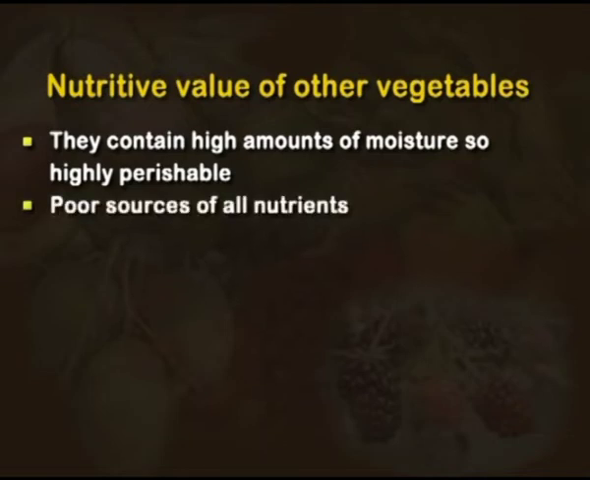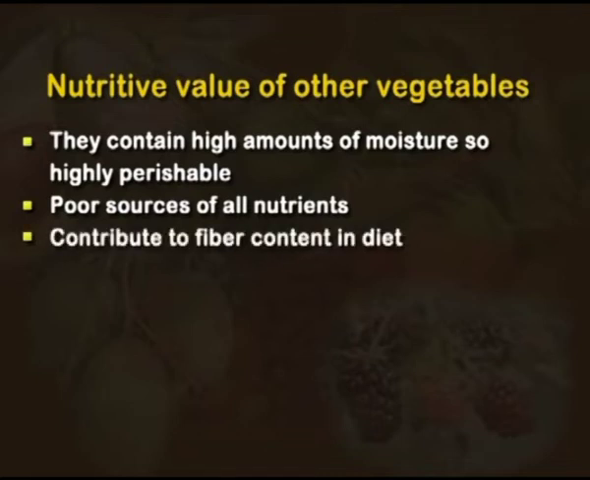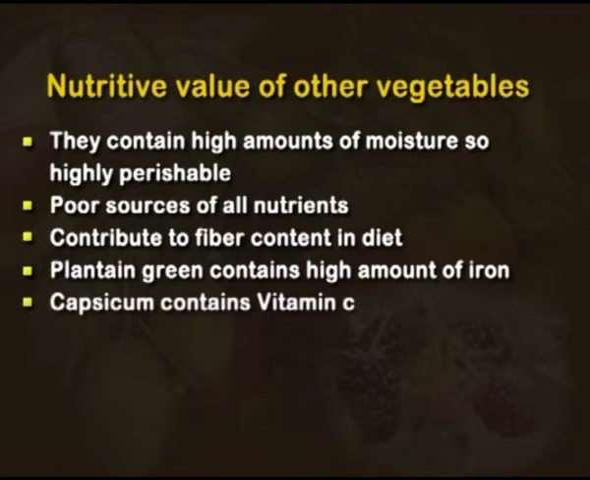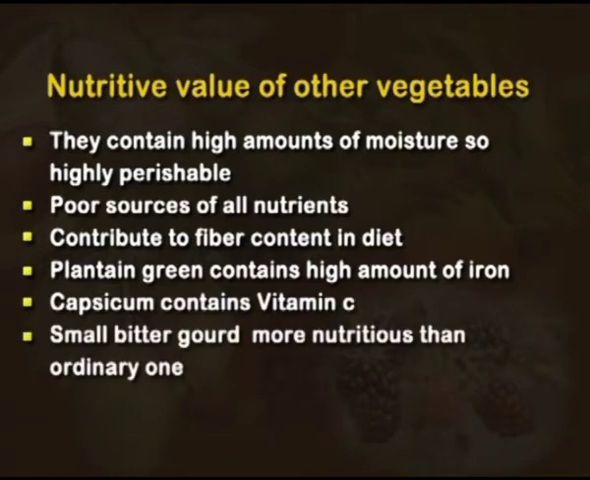Now they are poor sources of all other nutrients, but they are very good sources of fiber in the diet. Now plantain green contains high amount of iron. Capsicum contains vitamin C, and we have two varieties of bitter gourd, the small variety and the bigger bitter gourd. The small variety is more nutritious than the bigger bitter gourd. So this is where we stop with the second module.